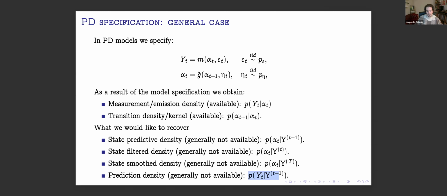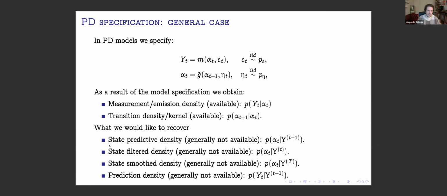Now, when we move away from the linear Gaussian model, all these densities here are generally not available in closed form, depending on how complicated the model is. Evaluating these densities might get quite tricky.